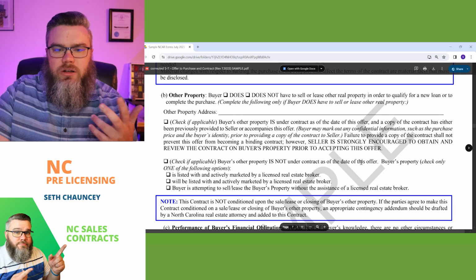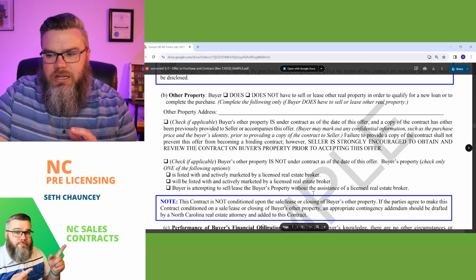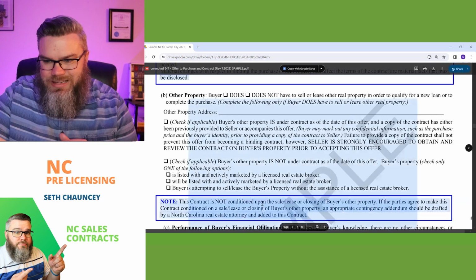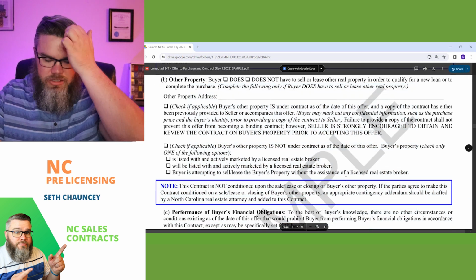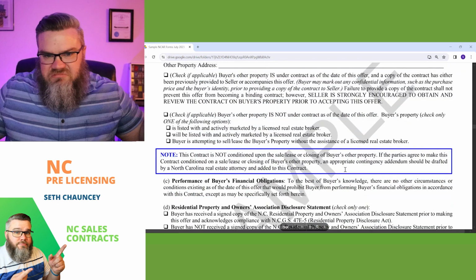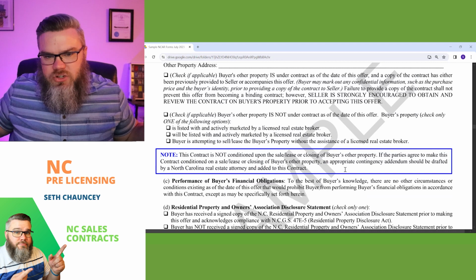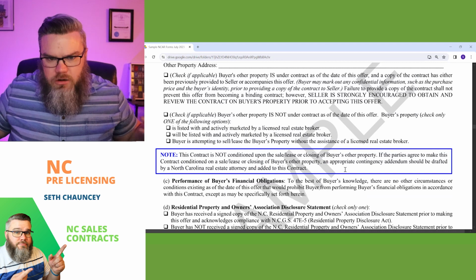Do you have another house to sell? Yes or no? Tell us about it, but it is not. Contract is not conditioned upon the sale or lease of another property. If you can't sell your house, you still have to give us your due diligence and earnest money. You're penalized.